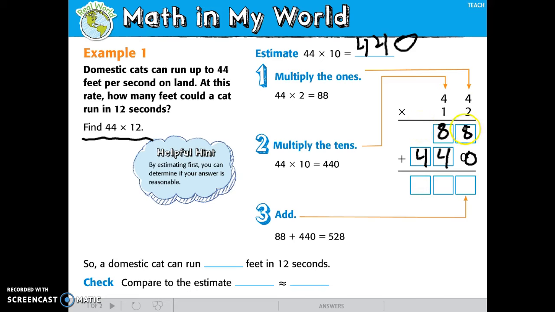Now we add it all up together. 8 plus 0 is 8. 4 plus 8 is 12. Carry your 1. 4 plus 1 is 5. So 528. A domestic cat can run 528 feet in 12 seconds. And our estimate was 440, which is still pretty close to 528. So we know that our answer is reasonable.